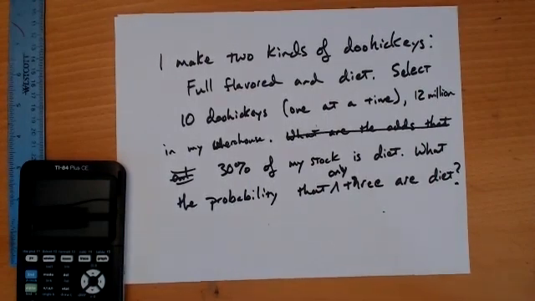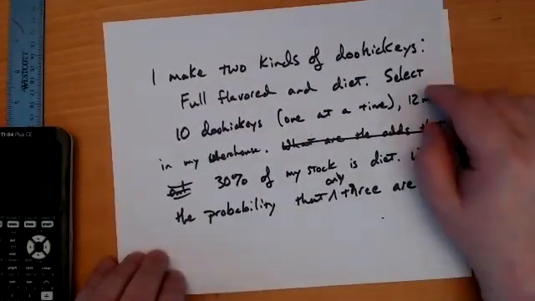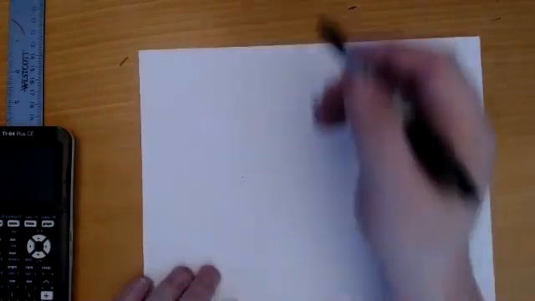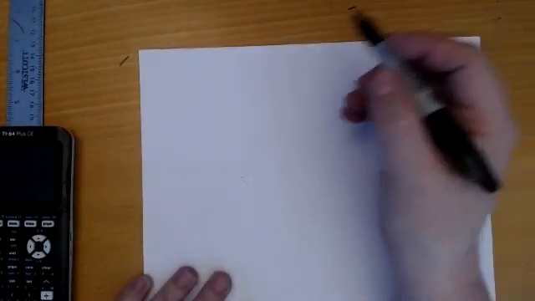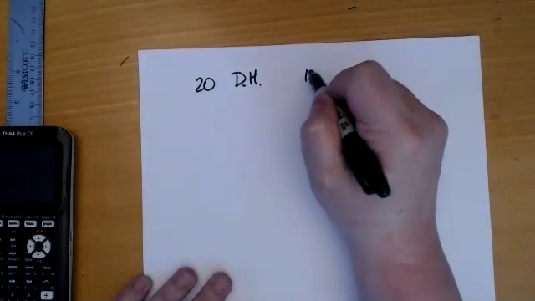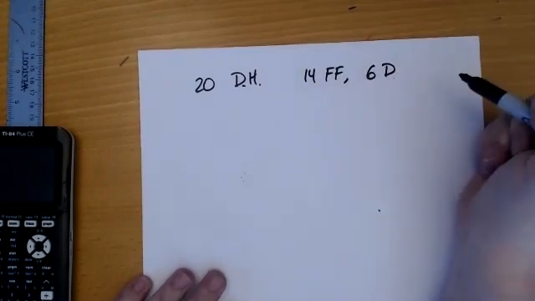Now, let's say I did have a sample of 20. Let's say instead of having 12 million doohickeys in my warehouse, I only have 20 doohickeys in my warehouse. Now if I only have 20 doohickeys, how many of them are diet? Wouldn't it still be 30%? So how many are there? 6. Yeah, if I have 20 doohickeys, 30% of that means I'm going to have 14 full flavor and 6 diet.